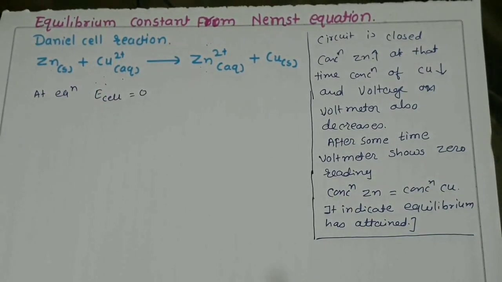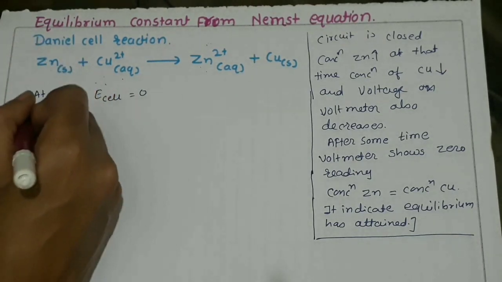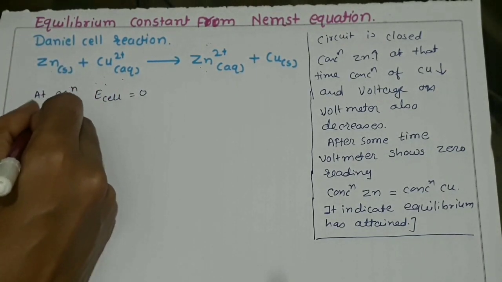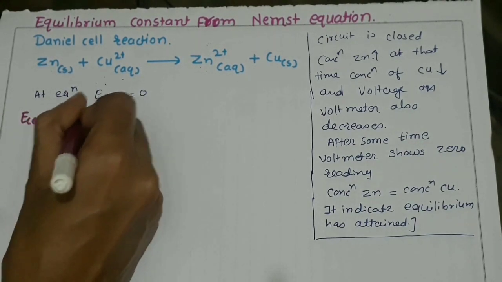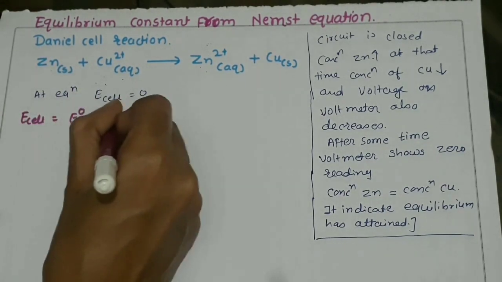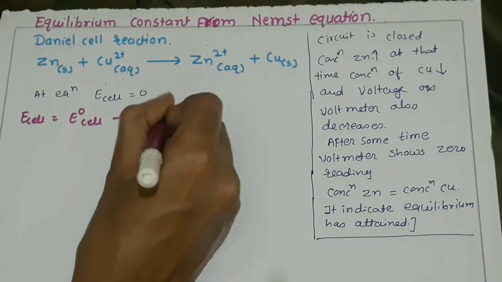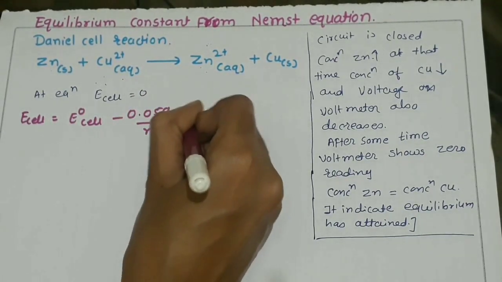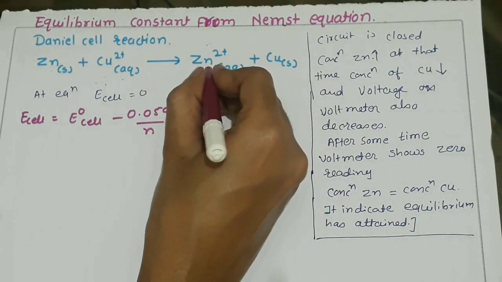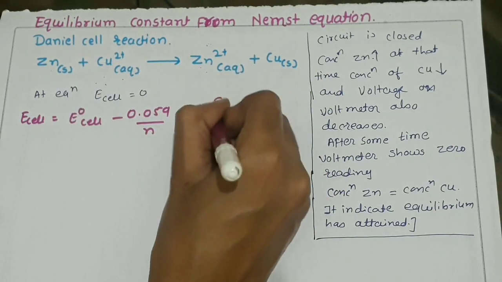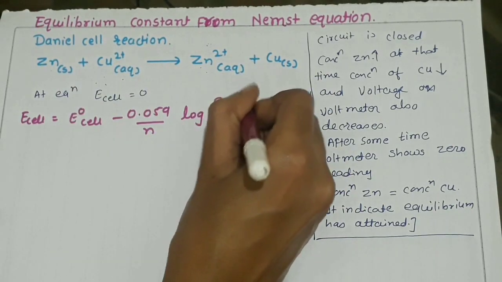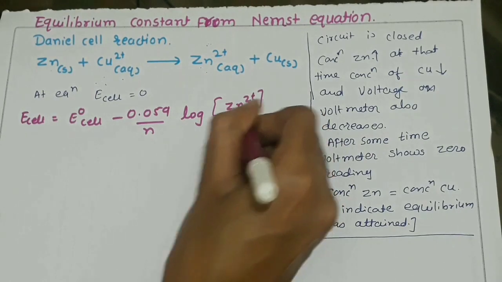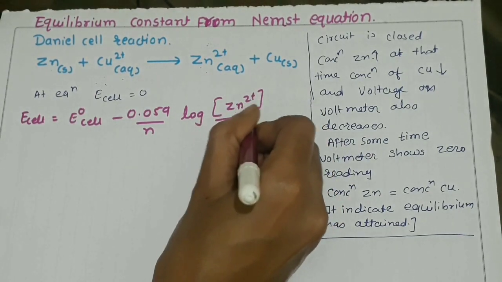Now what is our Nernst equation? Let's first write the Nernst equation for this reaction. E of cell is equal to E naught of cell minus 0.059 upon n log of product concentration upon reactant concentration. Here the product is Zn2+ ion and the reactant is Cu2+ ion.